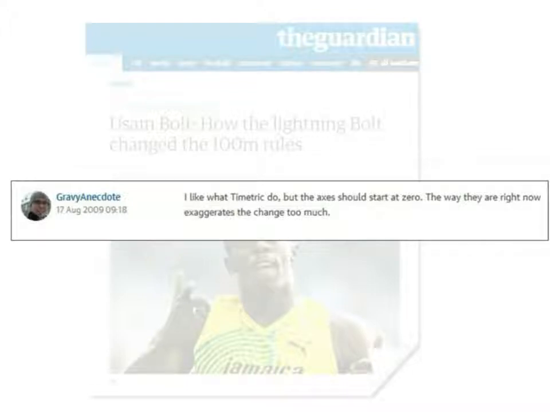Gravy anecdote. That's an anagram of Andy Cotgreave, and yes, that is a photograph of me. I wrote that comment on the 17th of August, 2009.